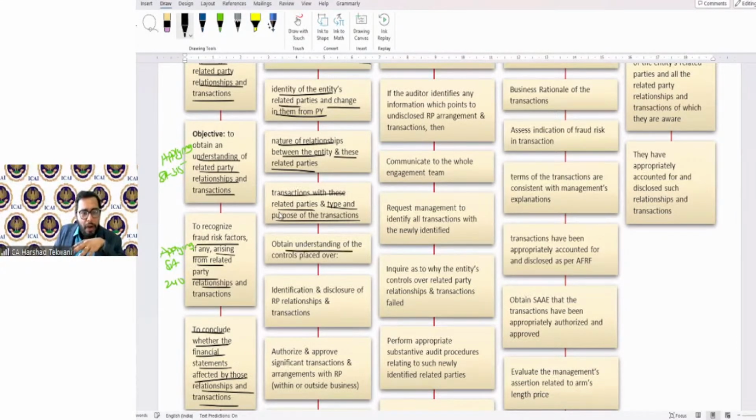Obtain understanding of the controls placed over identification and disclosure of the related party transactions and relationships, and authorizing and approving significant transactions and arrangements with related parties. Now, just to understand, there are some requirements on related parties in the company sector. Can anyone tell me which section of the company law talks about related party transactions?